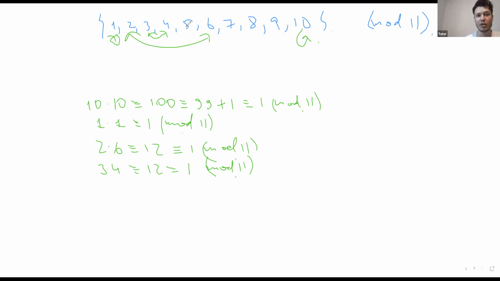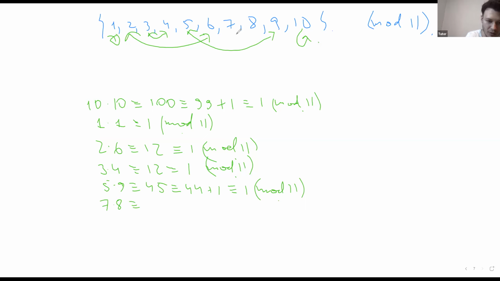Okay, now I keep going. What about 5? 5 times 7 is 35, no, 5 times 8 is 40, 5 times 9 is 45, which is 44 plus 1. So 5 and 9 are paired together: 5 times 9 is 45, which is congruent with 44 plus 1, which is congruent with 1 mod 11. And similarly 7 and 8: 7 times 8 is 56, which is congruent with 55 plus 1, which is congruent with 1 mod 11. So 7 and 8 are also paired.